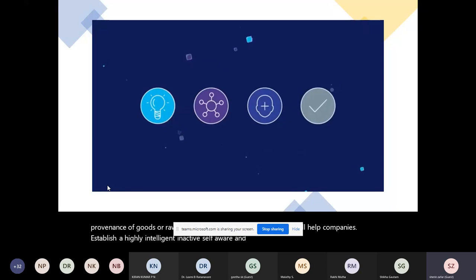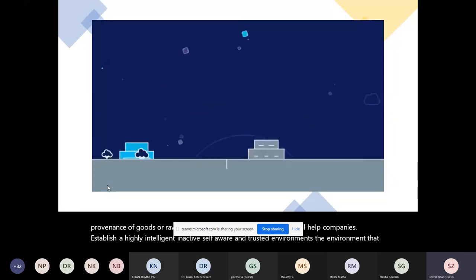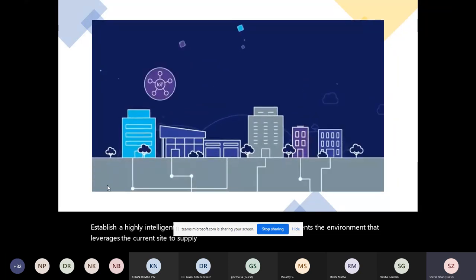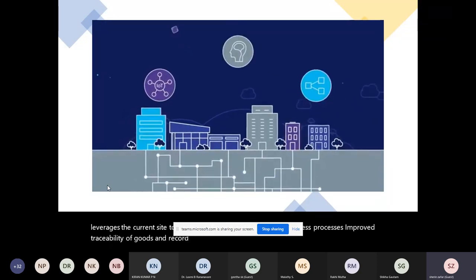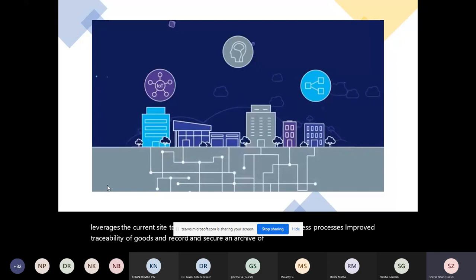An environment that leverages deeper insights into supply chain performance to refine business processes, improve traceability of goods, and record and secure an archive of all digital interactions between the company and its trading partner community.